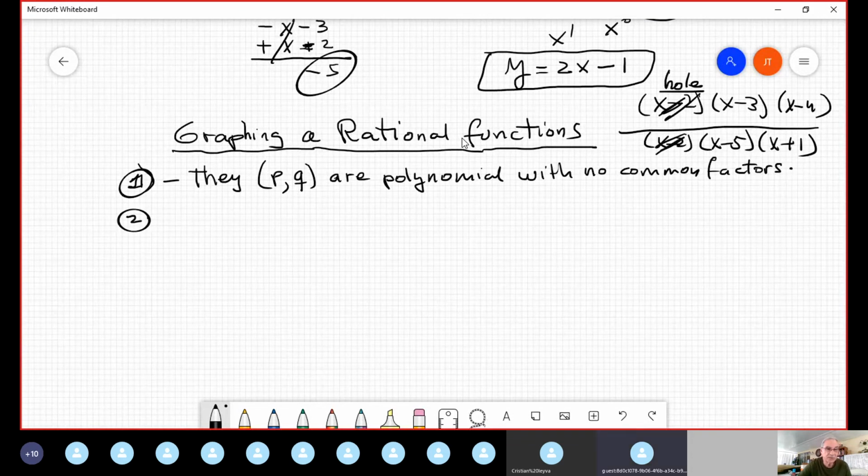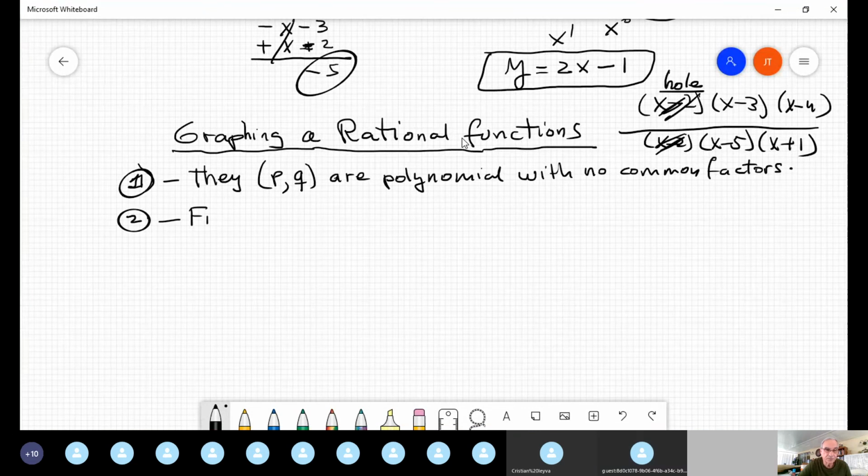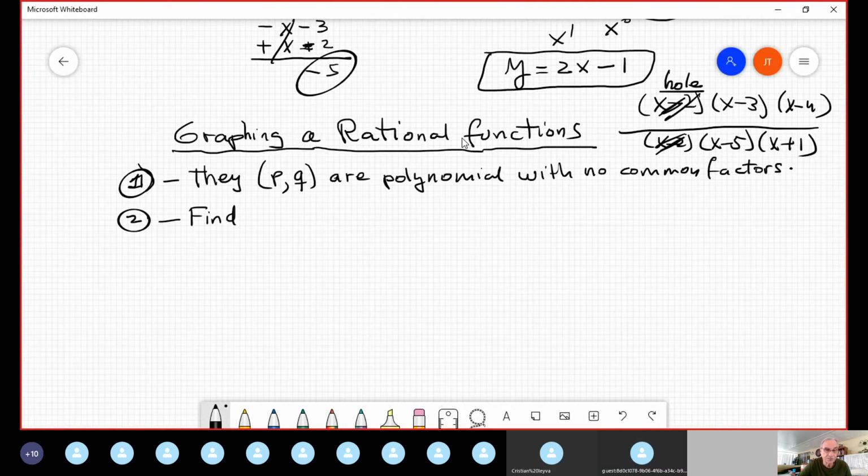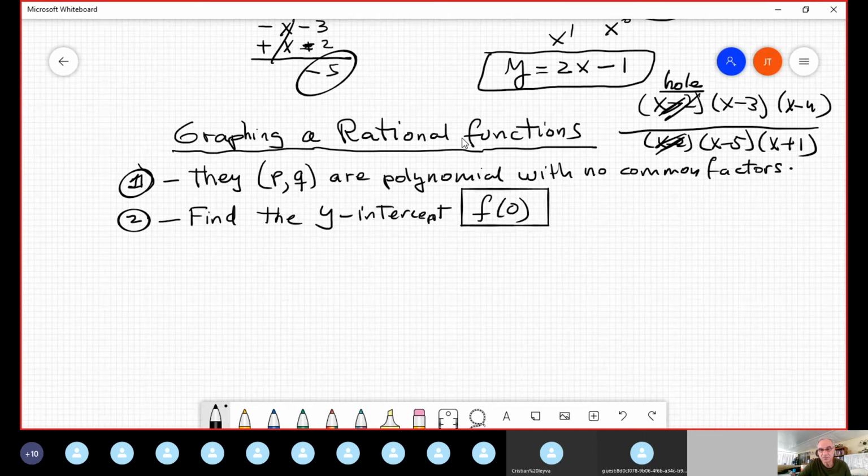The second is find the y-intercept. This is super easy. Using function notation, you evaluate 0. Okay, this is a formula to find. We're using this formula always for finding the y-intercept. You plug in 0, you replace x for 0, and you get directly the value for the y-intercept.